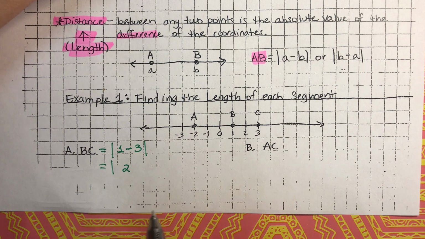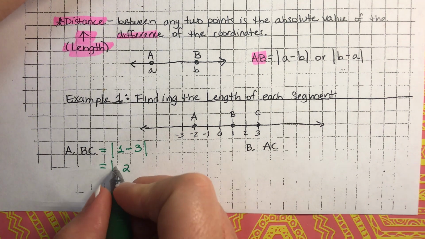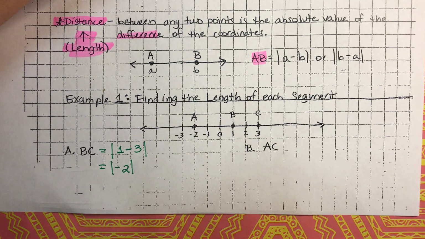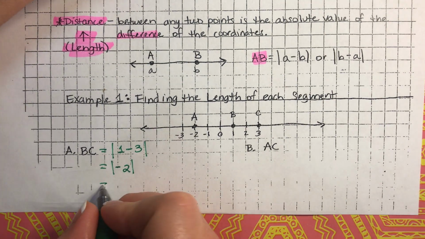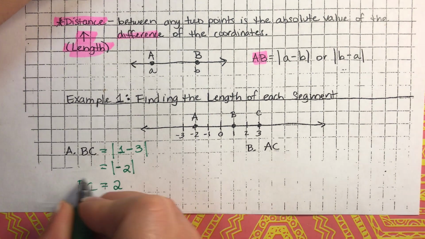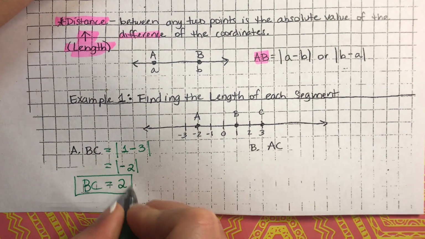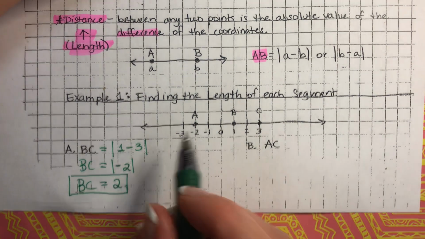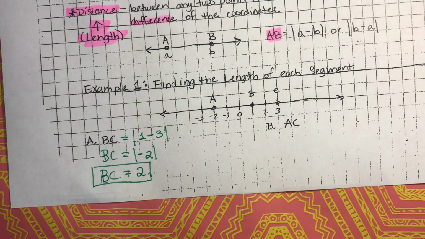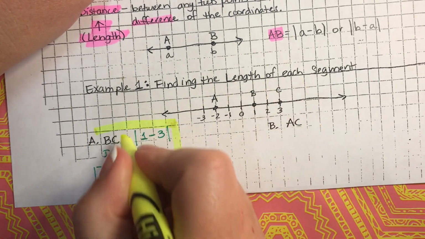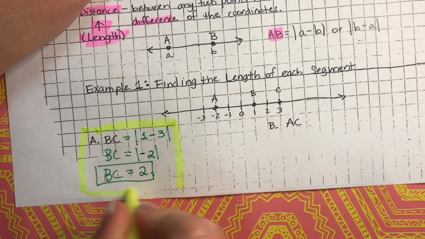And which number is bigger, 1 or 3? 3 is bigger and 3 is negative, so our answer is going to be negative. So the answer is -2. Then we just end up taking the absolute value of -2, and we get 2. So the distance from B to C is 2. Okay? And that's how you'd show your work. So that's very, very important. You're going to do homework problems. You're going to have to show your work. And guess what? Your work should look like this.